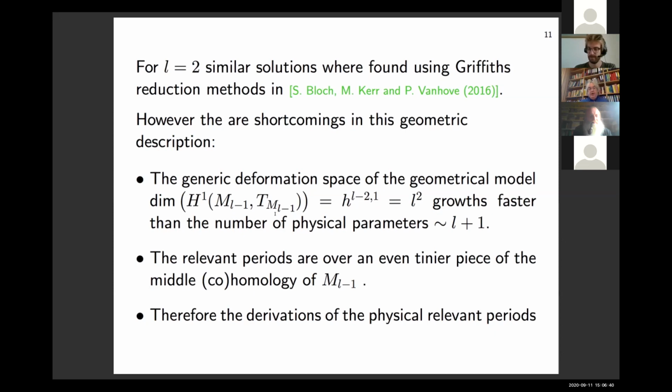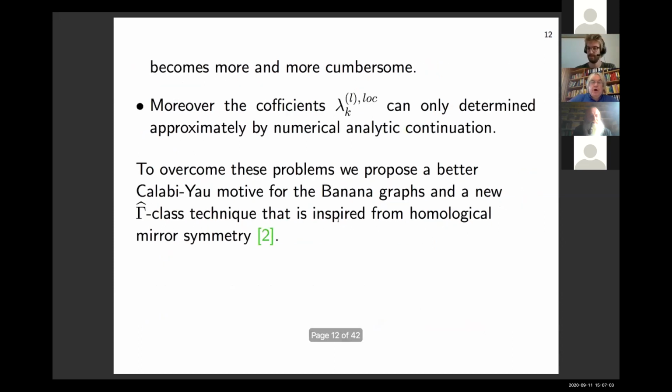And if you think about the total cohomology of this space defined by this reflexive polyhedra, then you will find that the relevant periods are only a very tiny piece of the middle cohomology of this Calabi-Yau manifold. And therefore, the derivation of the physically relevant periods becomes more and more cumbersome. And another problem that I want to solve in this talk is that these coefficients could only be determined approximately by a numerical analytic continuation. But in this talk, we will do much better.